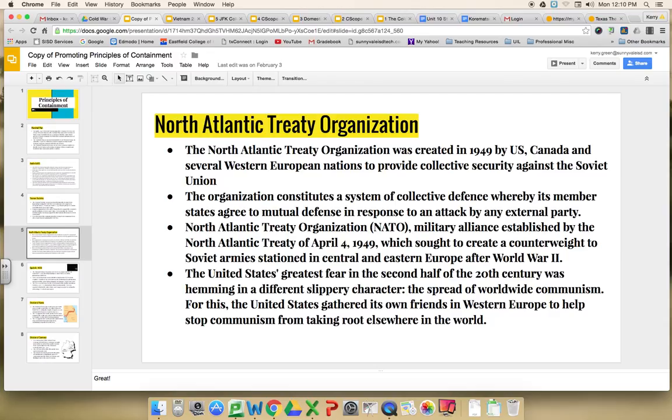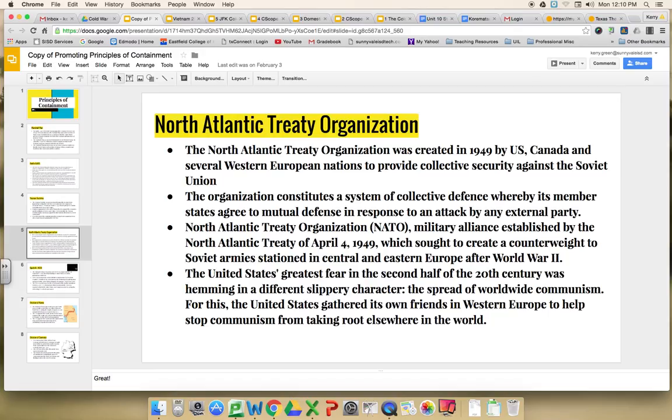The North Atlantic Treaty Organization, NATO. NATO is a very important piece. We still have NATO today. We're still a member of NATO. NATO is basically a relationship between the United States and Western Europe, and it includes Turkey as well. And basically it commits the United States to a defense pact.